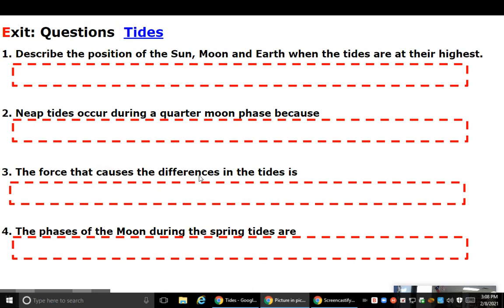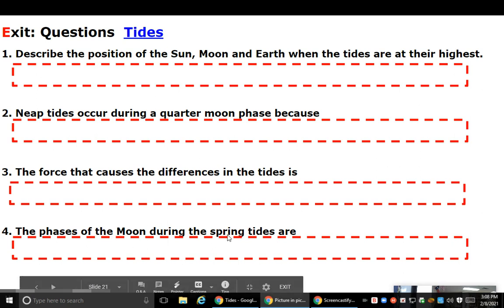The force that causes the difference in tides is gravity. It's the gravitational force of the moon and the sun. The phase of the moon during the spring tides are a new moon and a full moon.